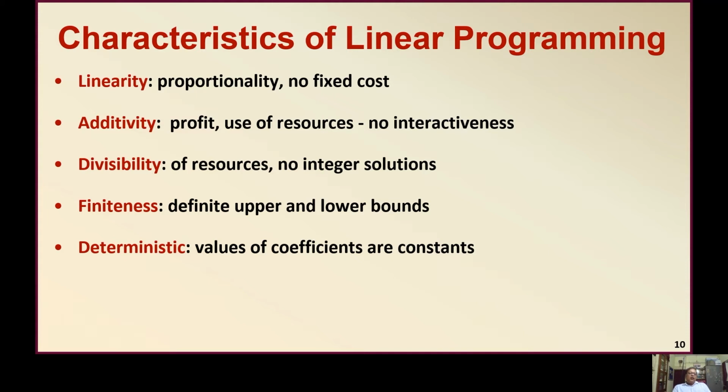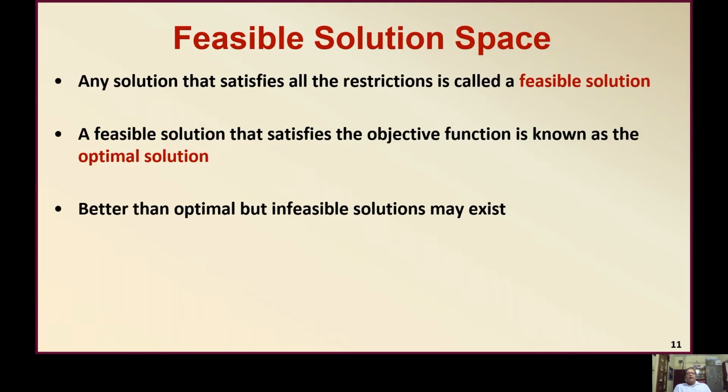The finiteness basically says that we have a finite solution space. There are definite upper and lower bounds to the solutions in those kinds of scenarios. Finally, deterministic means that we don't have any probabilistic values. All the coefficient values are constant. They are not varying. After that, we talk about a feasible solution space.